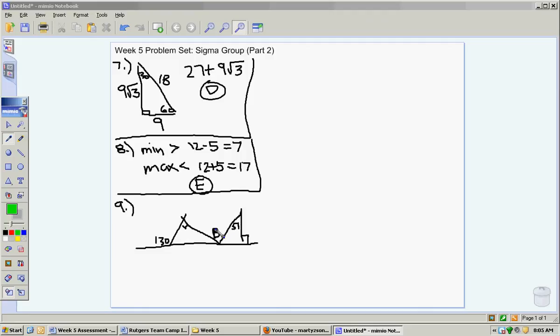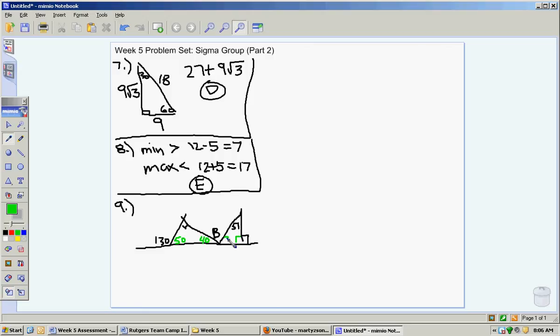This angle is 130, so the one that is a linear pair with it has to be 50, so they add up to 180. And then this left triangle has to add up to 180. Well, we have 90 and 50 already, that's 140, so this angle has to be 40 inside. This angle is 51 at the top of the right triangle, and the bottom one is a right angle, so that's 90, leaving us 39 degrees in the rest of that triangle.